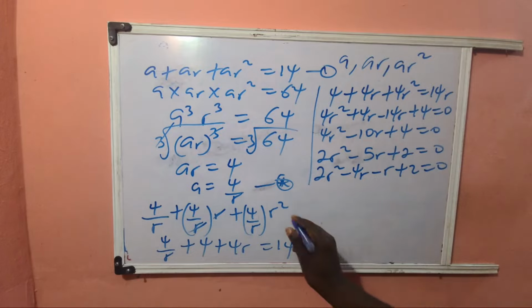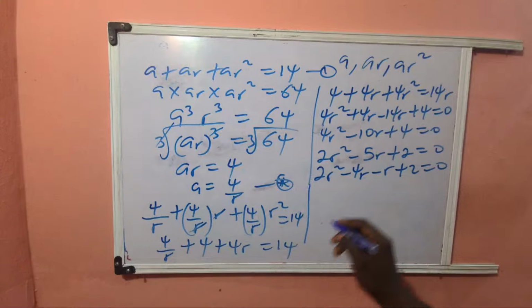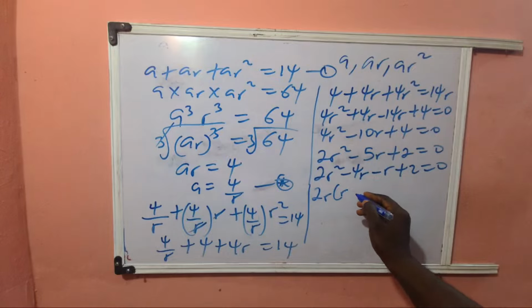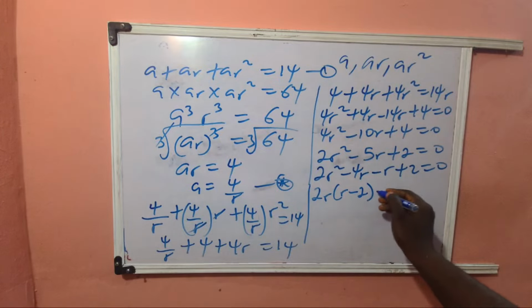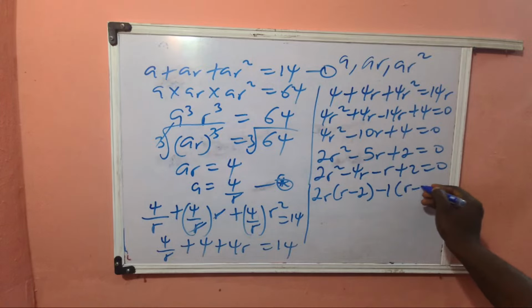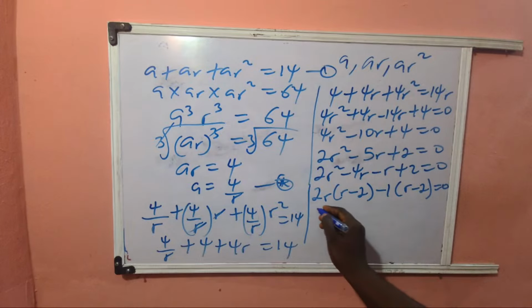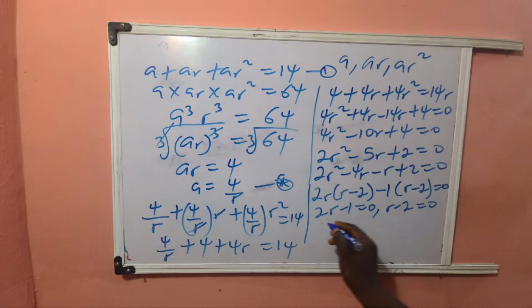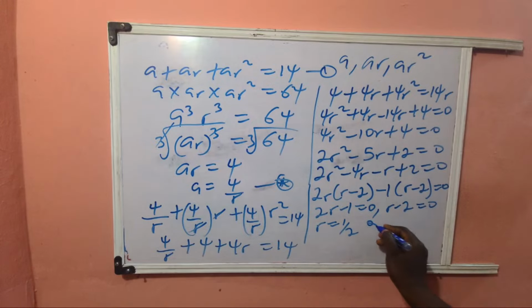Let me make this so that we can use this space well. So we have, bring out 2r now, we'll be left with r minus 2, minus 1 into r minus 2 equals 0. So my 2r minus 1 equals 0, or my r minus 2 equals 0. So my r equals to 1 over 2 or 2. Can you see how easy this is? So I've been able to get my r to be 1 over 2 or 2.